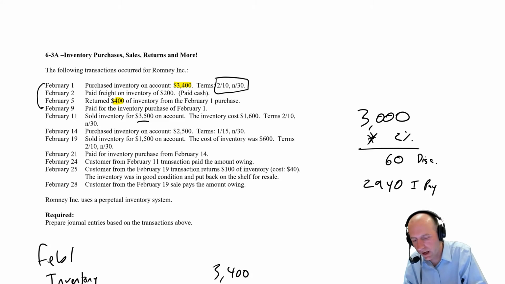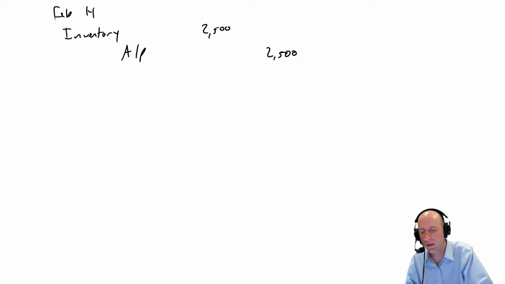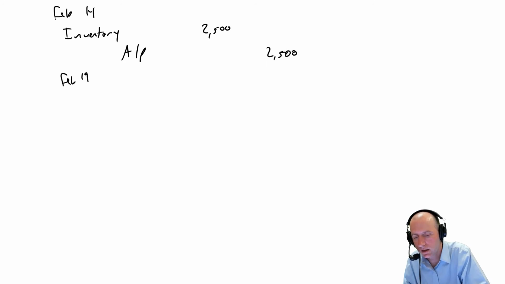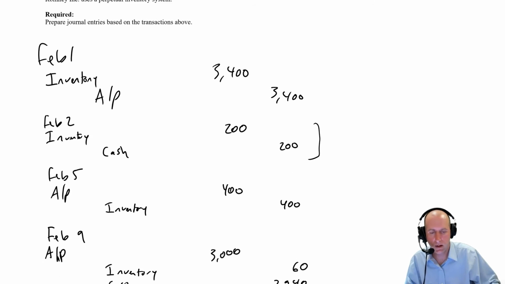We make another sale on February 19th. Sold inventory $1,500 on account. $600 was the cost. Terms 2/10, net 30. Whenever I sell inventory, again, I'm thinking two entries. Debit AR, credit sales revenue, debit cost of goods sold, credit inventory, and the amounts were given up there.